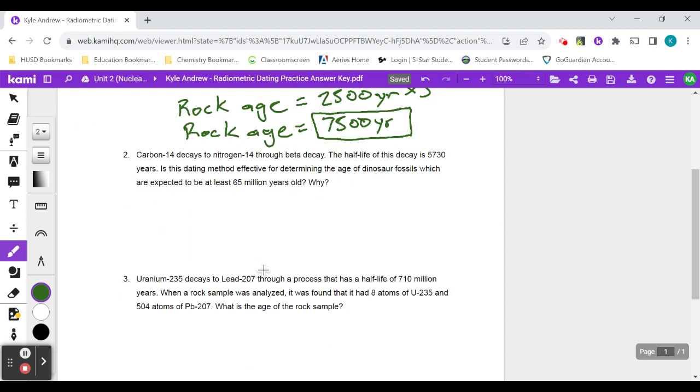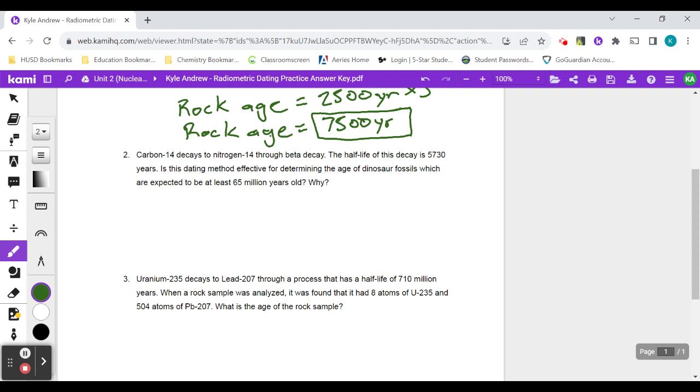All right, let's look at the second one. It says carbon-14 decays to nitrogen-14 through beta decay. The half-life of this decay is 5,730 years. Is this dating method effective for determining the age of dinosaur fossils, which are expected to be at least 65 million years old? Why?